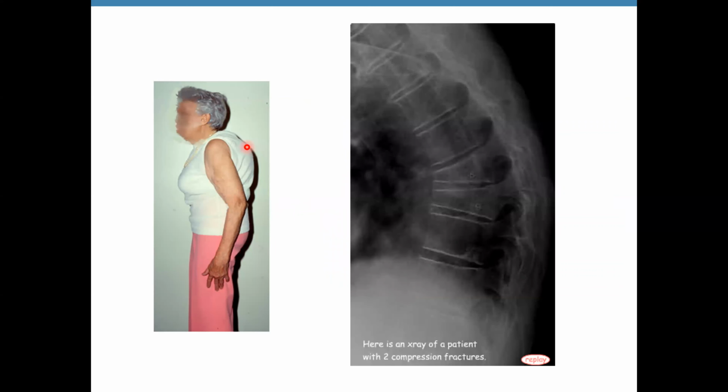So here is an older female with very obvious signs of osteoporosis, and here's her X-ray, and you see over here this and this vertebra doesn't look right? That's why she has this kyphosis.